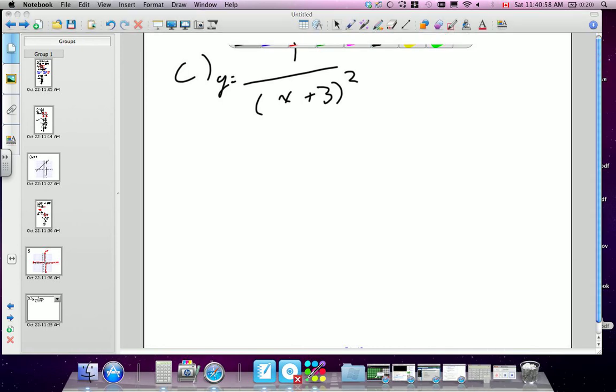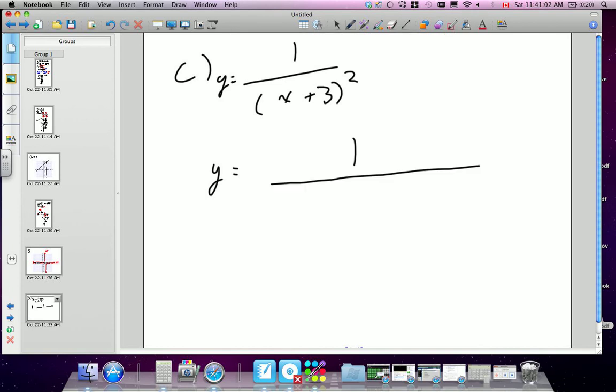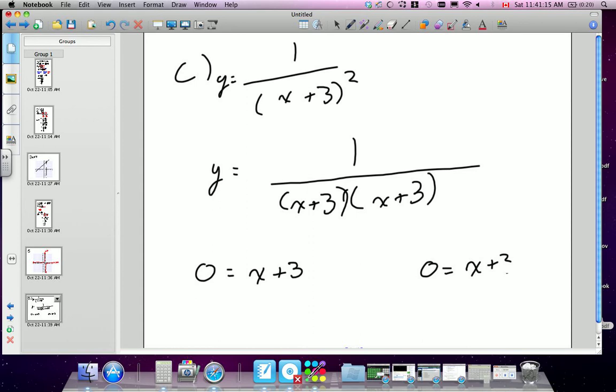So technically what this equation says, even though it's squared, is y is equal to 1 over x plus 3 times 1 over x plus 3. So I would set both of those equal to 0. The only reason I only need to do it once, though, is because it's the exact same function. And we're going to find out that it's the same thing. So x cannot be negative 3. x cannot be negative 3. Okay, so if x is negative 3, we're going to end up with our asymptote in this question. So we know we have an asymptote at negative 3.